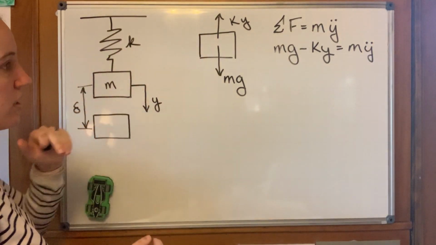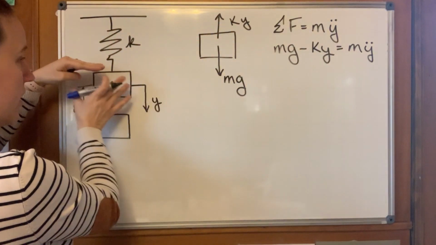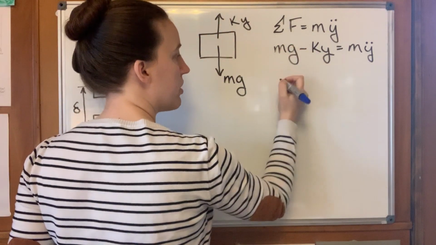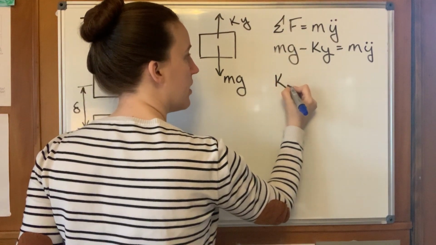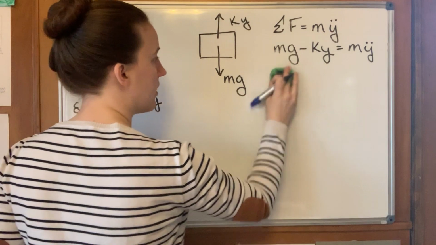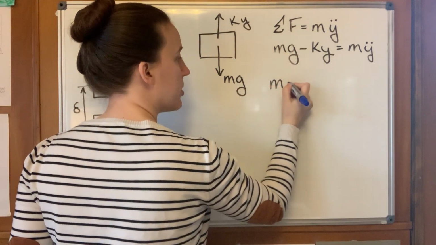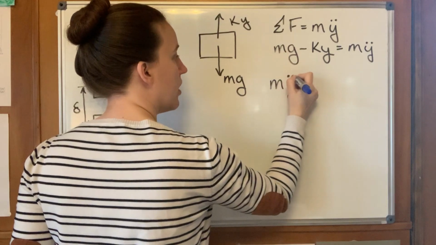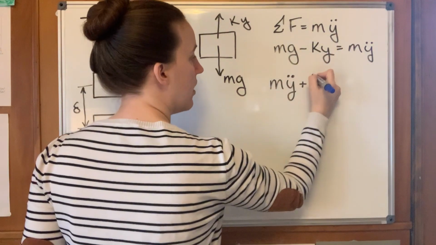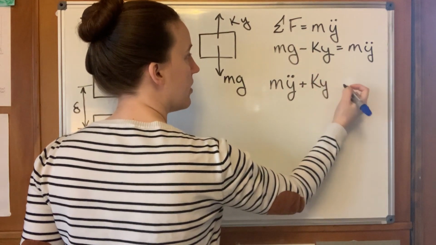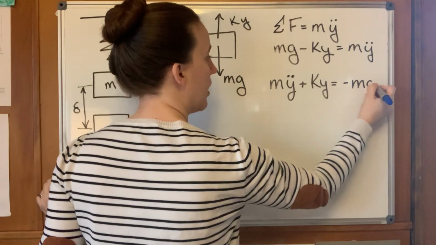All right, so this is good. This is an equation of motion from the undeformed position, and if we rewrite this, I like to put the m first when I write vibration problems. So put this on this side, and then we can get our ky, and that would equal negative mg.